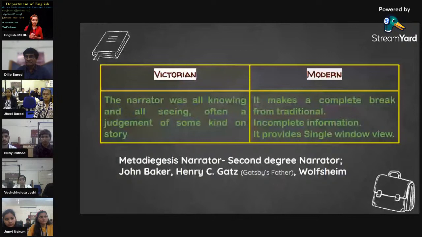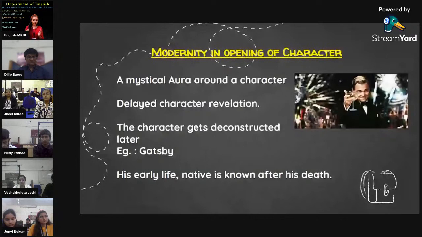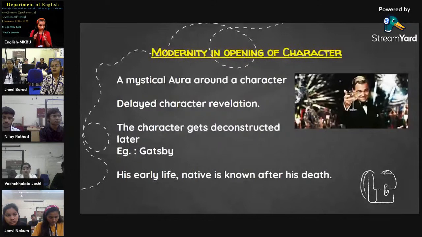Then another modernity is seen in the opening of the character. Throughout the novel, we see some mystical aura around the characters. The character is revealed, the real face of the character is known at the end or very late when we are reading. For example, if we take the character of Gatsby, in the beginning, we don't know whether he is an ethical man or not. At the end, we realize that he is a wealthy man, but through bootlegging, which is not ethical in life. This is known very late in the novel, that the character is not the way we thought or read about him in the beginning.